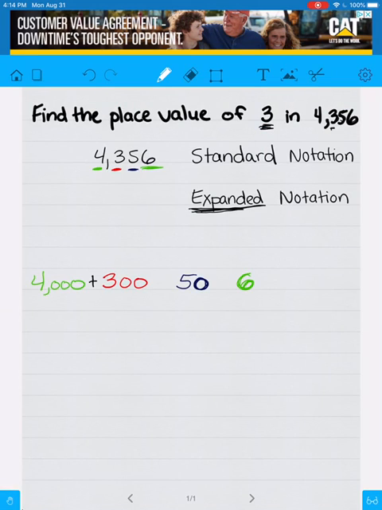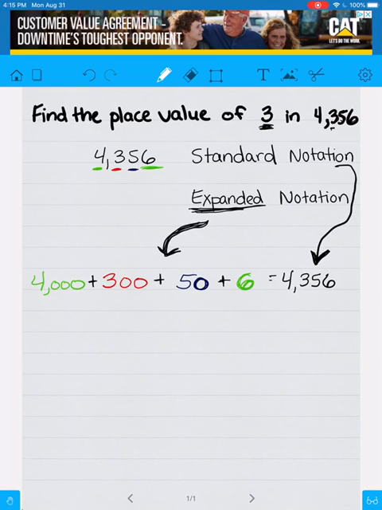And if we add all of these numbers back up, we will get our original number, which was 4,356. So I took the expanded notation to understand the number better, and I rewrote it in standard notation. Okay? So now I know that the place value of the 3 right here in this number is 300.